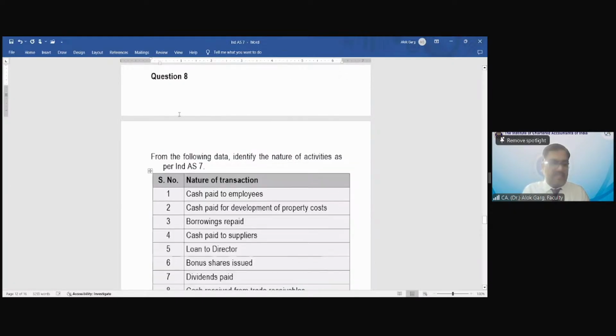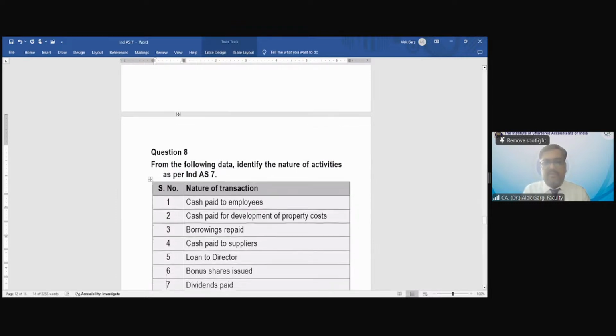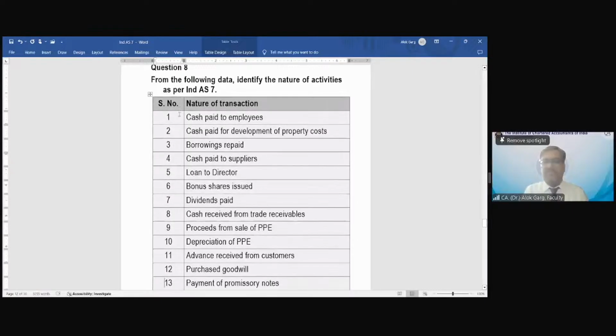From the following data, identify the nature of activity as per Ind AS 7. Nature of transaction, right? As I told you, operating activity is for running the business. Operating activity is a revenue producing activity.